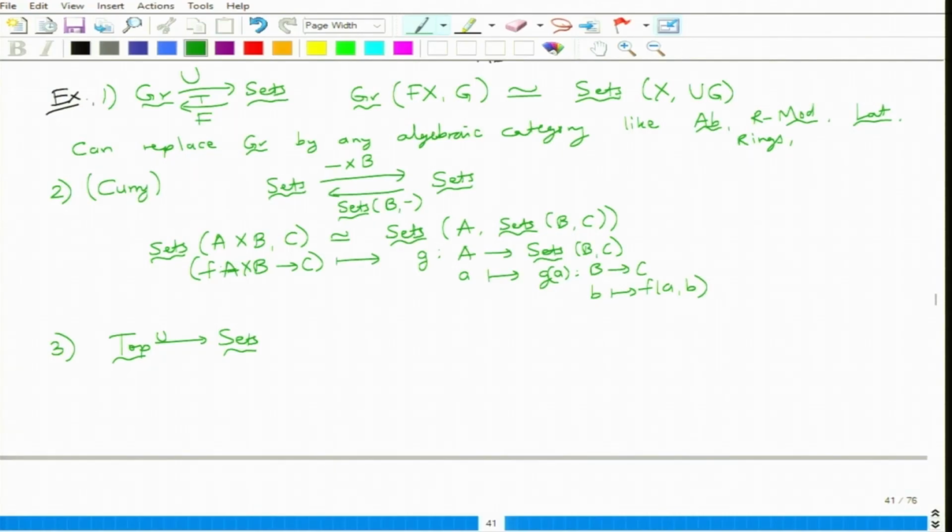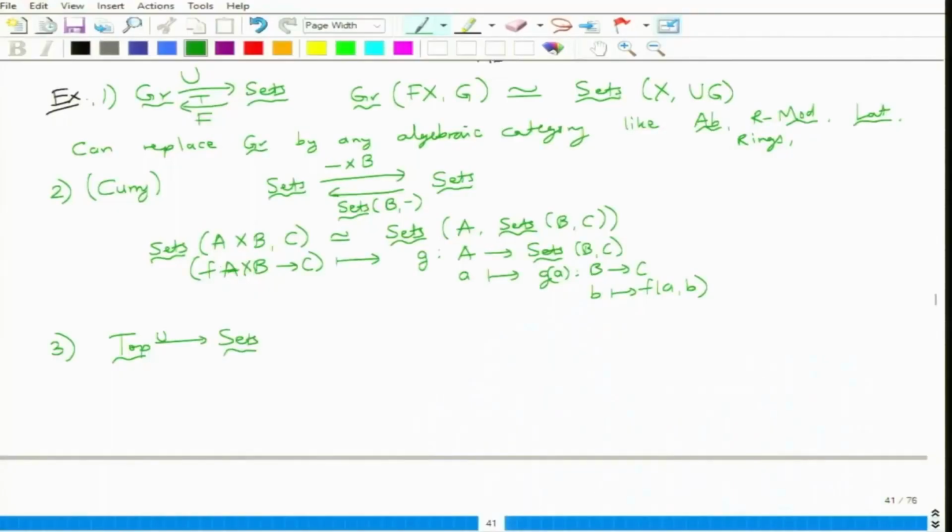Given a set, can you topologize it? Discrete and indiscrete topology. So which one will work? Discrete one will work as? Discrete one will be a right adjoint or left adjoint?